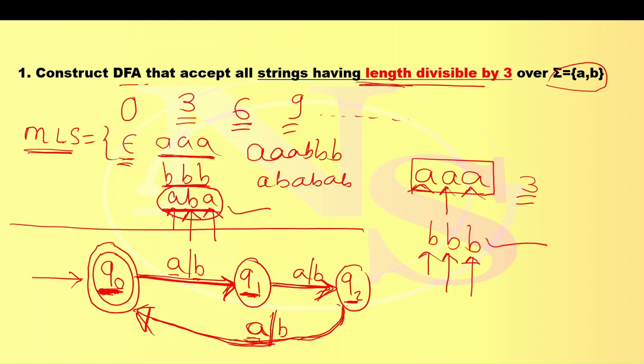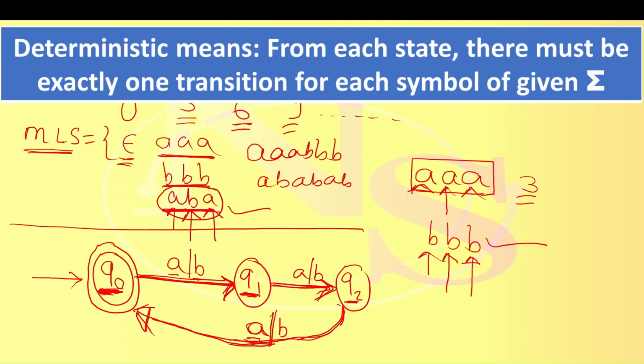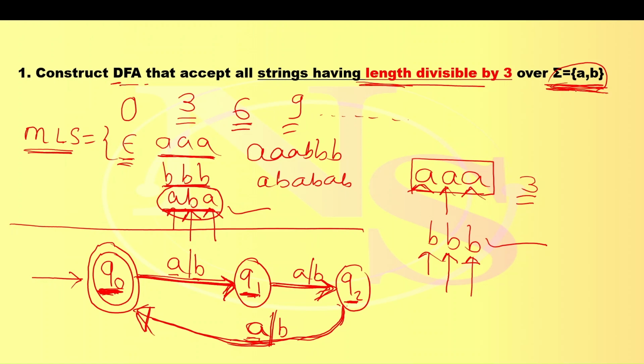As I mentioned previously also, always check whether the automata is deterministic or not. What is deterministic? There must be only one transition for each symbol of sigma. Here sigma contains A, B. So from Q0 there must be a transition for A as well as for B. Here we have transitions for A and B from Q0. Similarly we have transitions for A and B from Q1. Similarly we have transitions for A and B from Q2. Hence all states are deterministic, hence I can say this is a deterministic finite automata, and this is the final answer to our question.